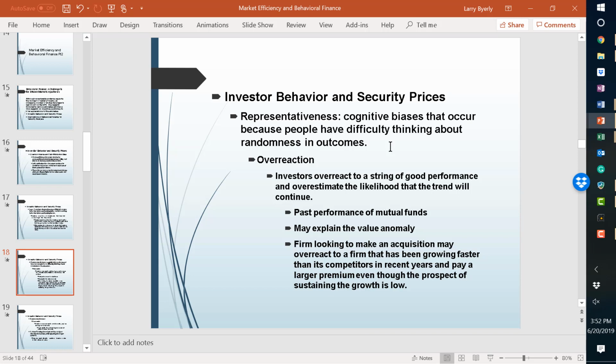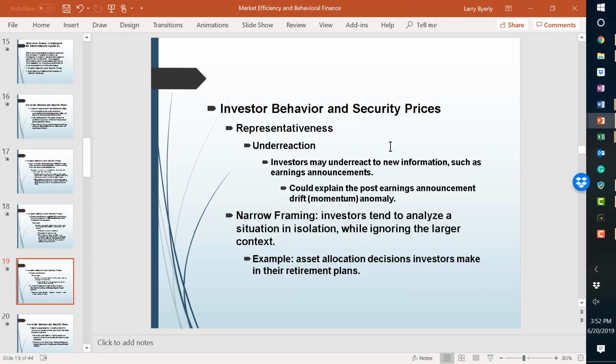This could happen if a company wants to make an acquisition of a company that's been growing faster than its competitors. For some reason it's going very fast, and we pay a premium for this, even though the particular thing that was causing the growth has disappeared. We're slow to react. We're slow to take that into account when we're purchasing assets.